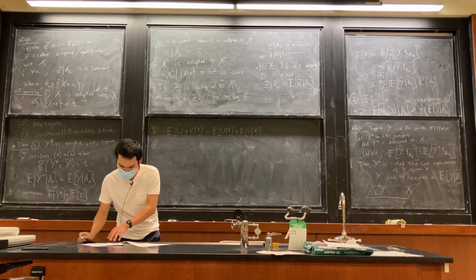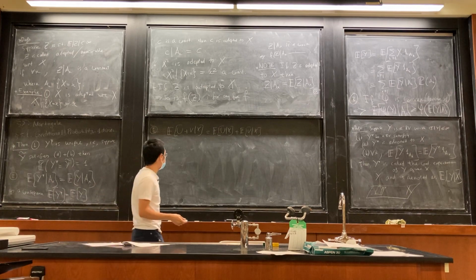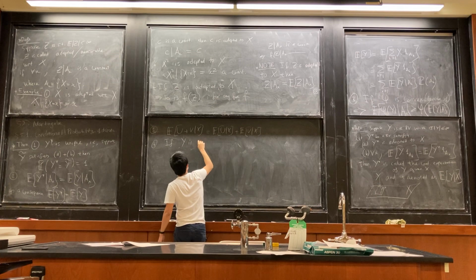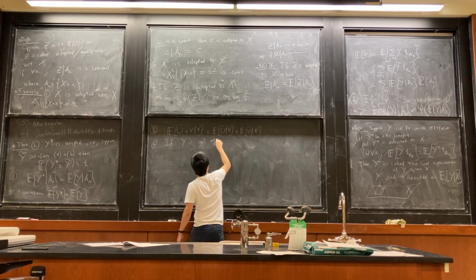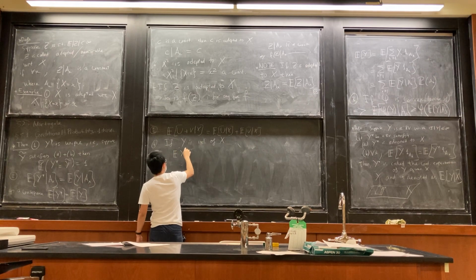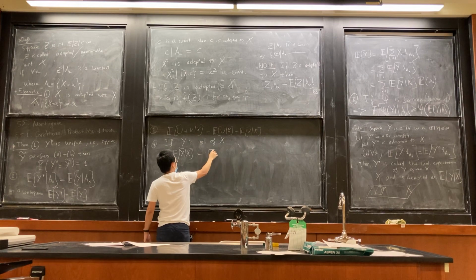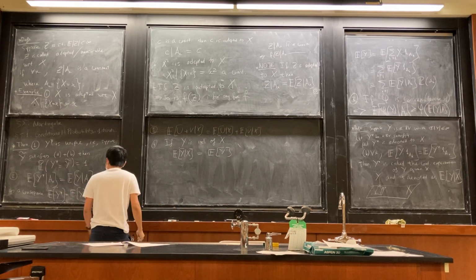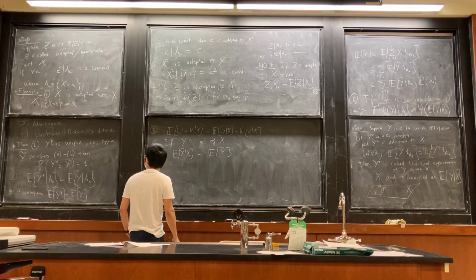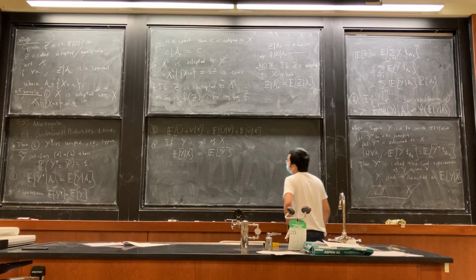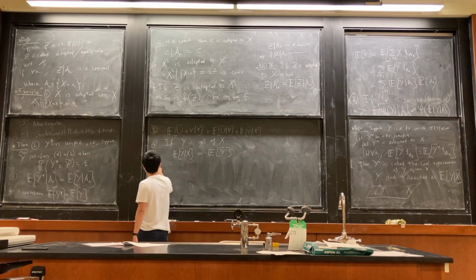Let me write down all the properties. Okay, so if I have y independent of x, right? Then y conditioned on x, this random variable, is simply a constant. And simplify.